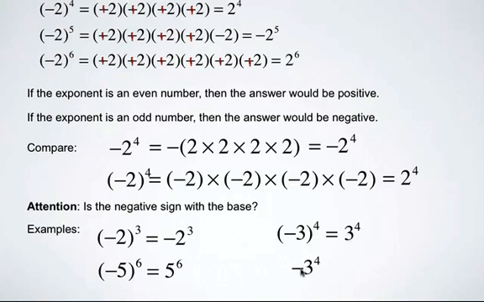Here we have negative 3 to the 4. That's equal to negative 3 to the 4. The answer will be negative. So where this one was positive, this one will be negative. All due to the fact that this one has brackets that make sure the negative is attached to the base. Here, the negative is not attached to the base.